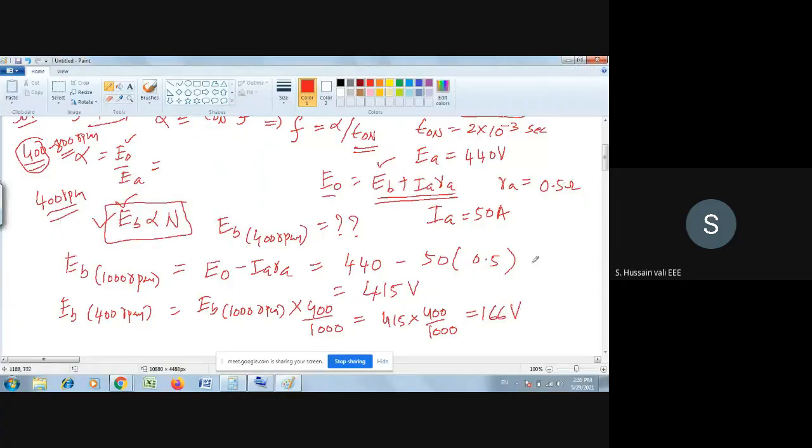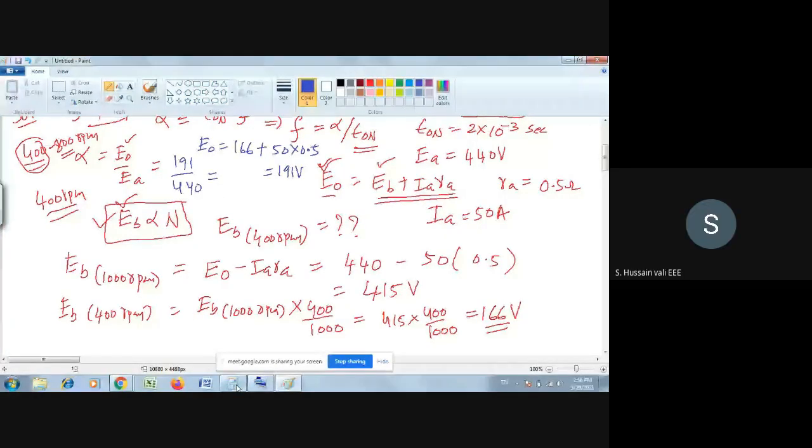So we will use this 166 volts here. Then what is E naught? E naught is equal to the back EMF, 166, plus 50 into 0.5, which is 25. So we got 191 volts. Then we will substitute here: E naught, 191, divided by EA, which is 440. Then we will get the value of alpha. What is the value of alpha then?